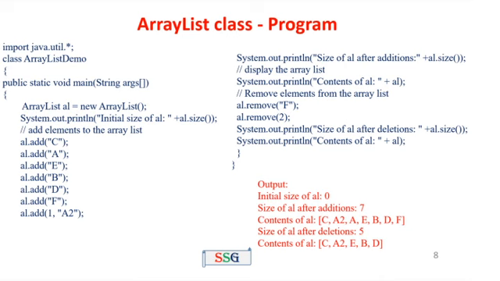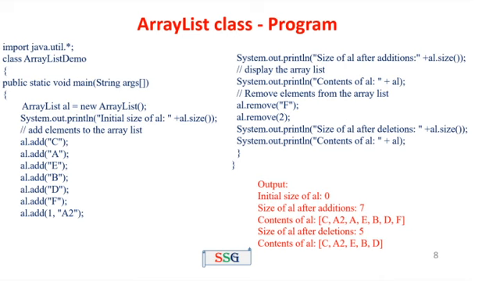First command al.add C. That means the first letter C is added in the array list. Next al.add A, al.add E, al.add B, al.add D, al.add F. That means 0th position, first position, second position, third position, fourth position, fifth position F.